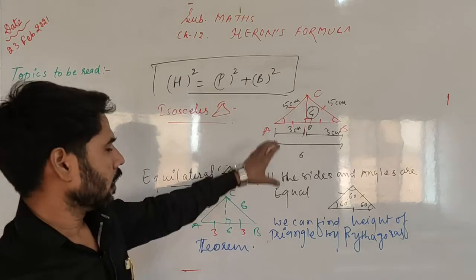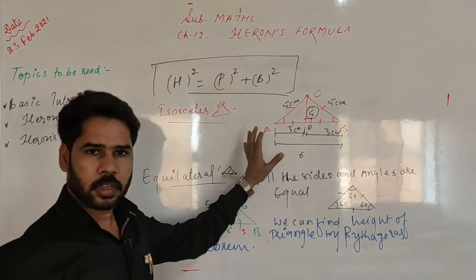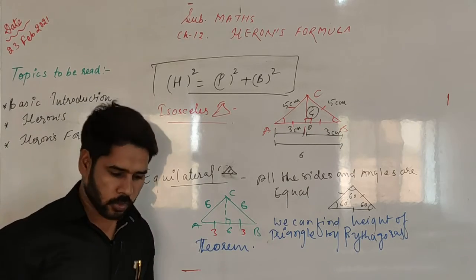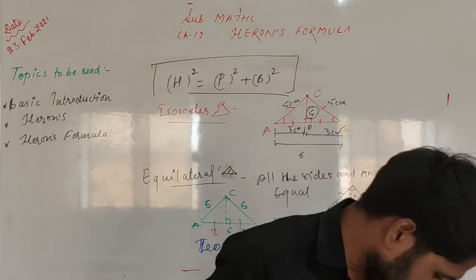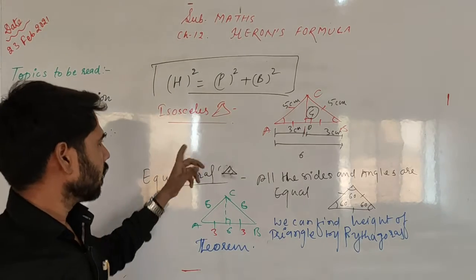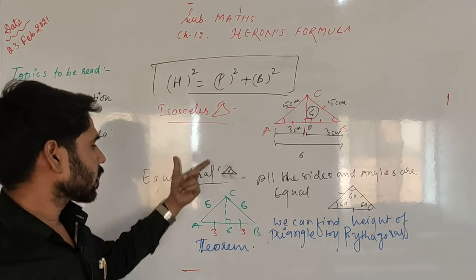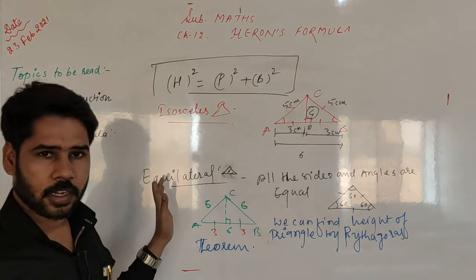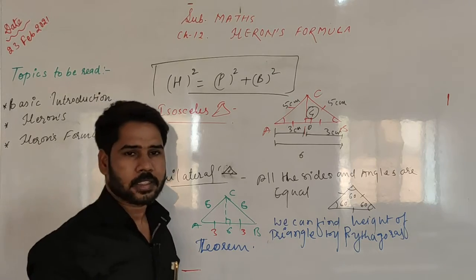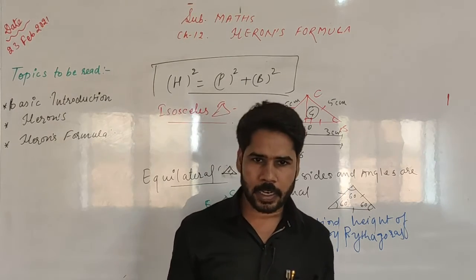So now in this way we can find out the area of isosceles triangle and equilateral triangle. Now the question arises: if a triangle is not isosceles or equilateral, if a triangle is a scalene triangle, in this triangle all the sides are different in length.